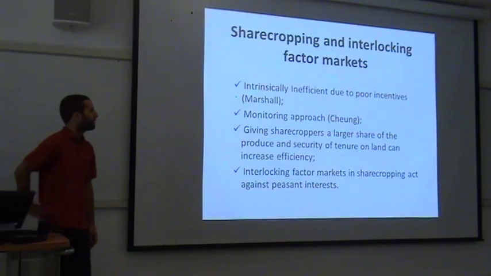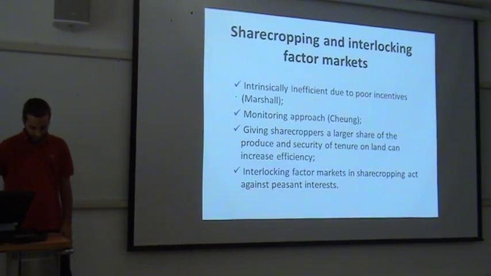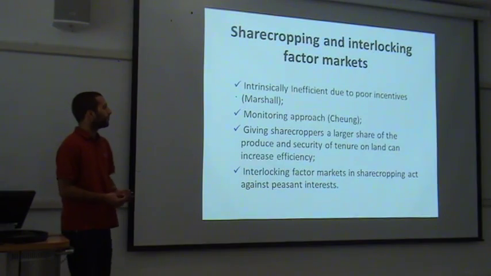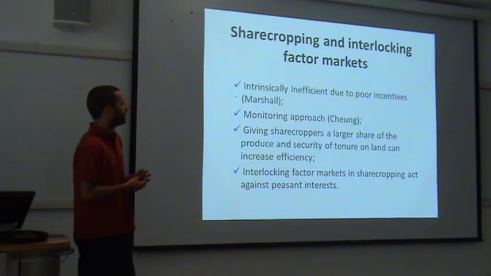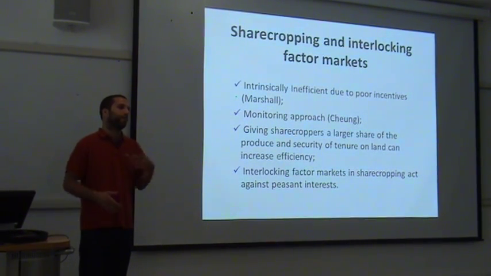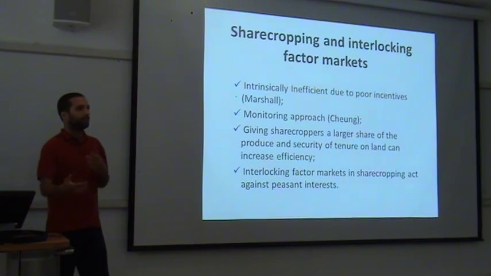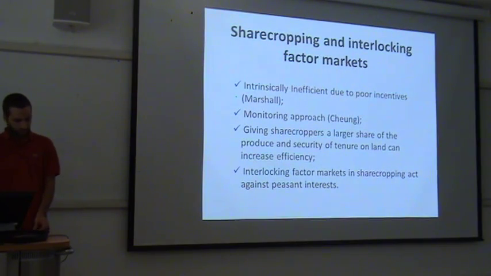One economist who argued against that was Stephen Cheung in the 1960s. He said that effort was easy to monitor, therefore the problem of the farmer not giving enough effort would not happen, because the landowner could monitor that progress, and if they didn't agree with how much effort or how much productivity there was, you could change that farmer for another one who would do the same job. So as a result, he says that sharecropping can be as efficient as any other form of contract.